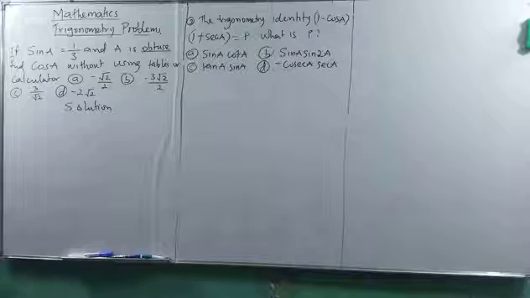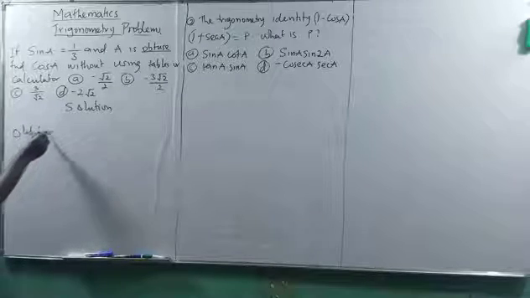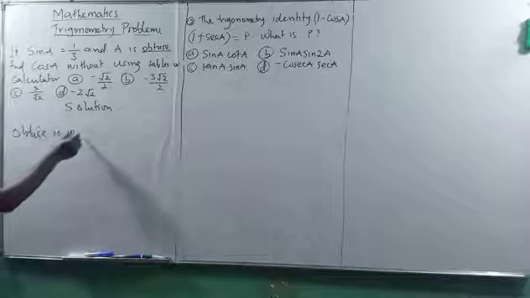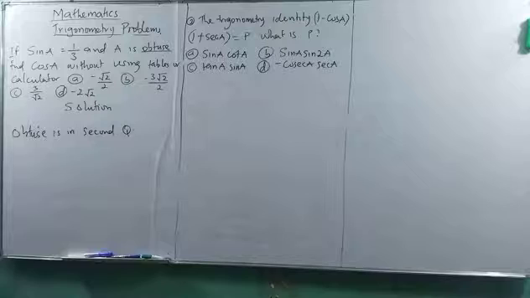For me to solve this problem, the first thing I need to do is, it means obtuse is in the second quadrant. Now, it is in the second quadrant.